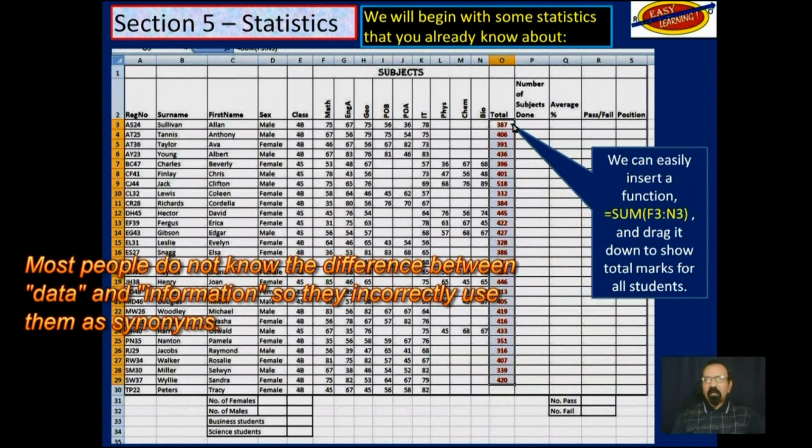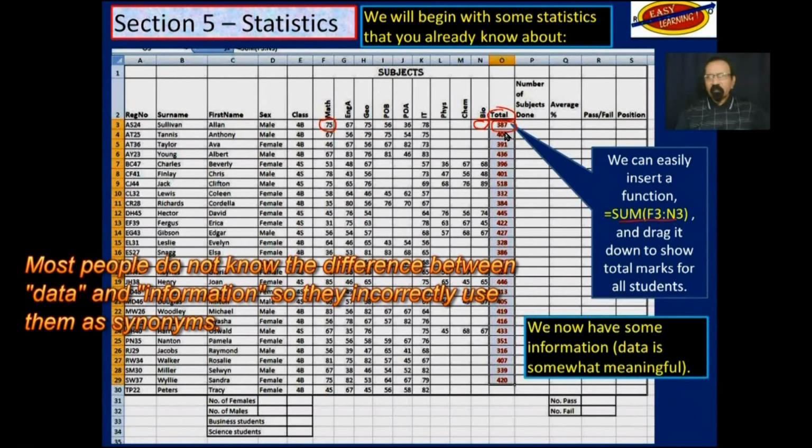Firstly, we will find total. We can insert in this spreadsheet the sum function. We add up all the numbers from F3 to N3. And so we get this total here for the first person. We drag that formula down. And now it is making a little more sense. We now have some information, not much, but some information. The data is somewhat meaningful.